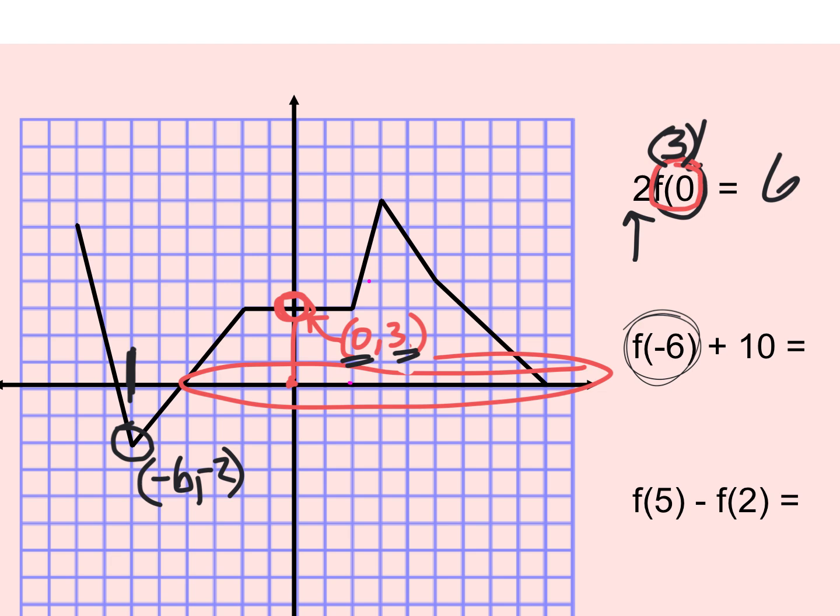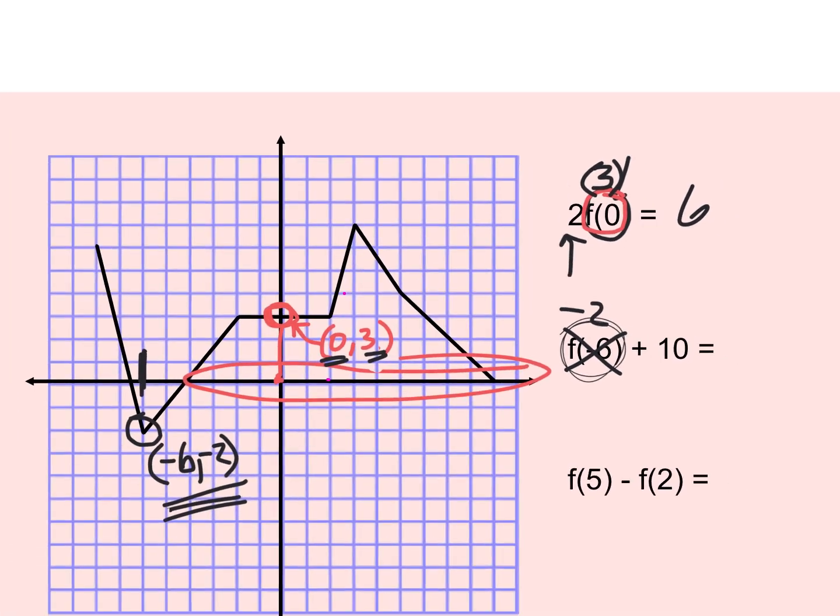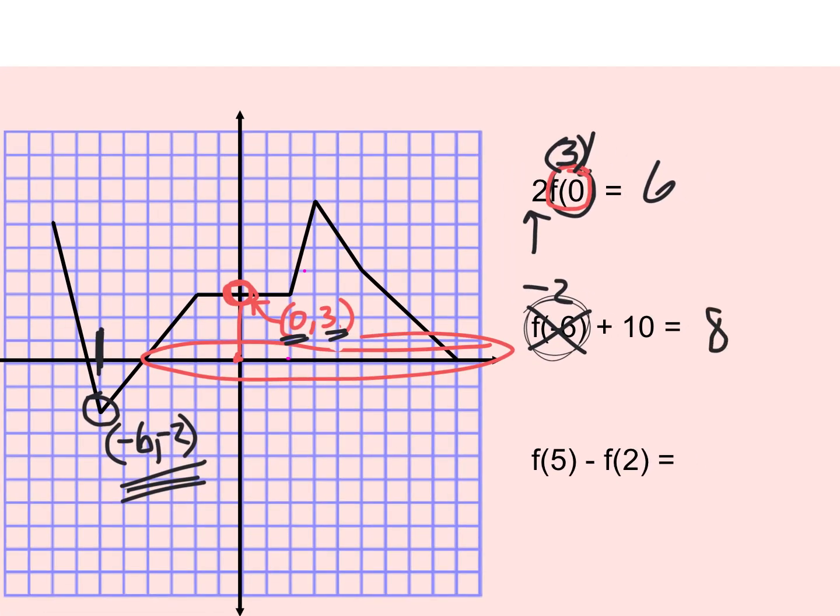What are you guys talking about? Okay, come on up and set it on my desk. Put it on my keyboard, actually. All right, so I figured out f of negative 6. It's negative 2. So I put a negative 2 right there. And negative 2 plus the 10, 8. Who had 8 before I said it?